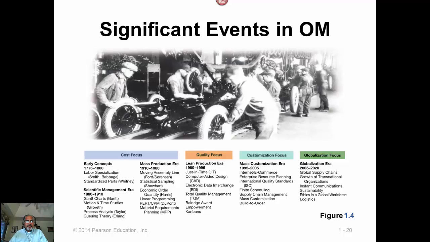In this video, we're going to look at some important historical developments that led to the operations management that we know of today. In the early years, so in the 18th century, that was the beginning of mass production and industrialized production. So the main focus was cost. Cost reduction was the focus. And in this epoch, we had the early concepts of labor, division of labor, and scientific methods, and so on.